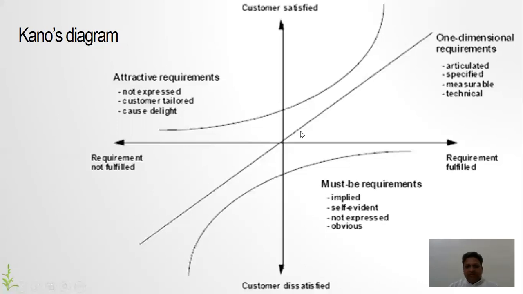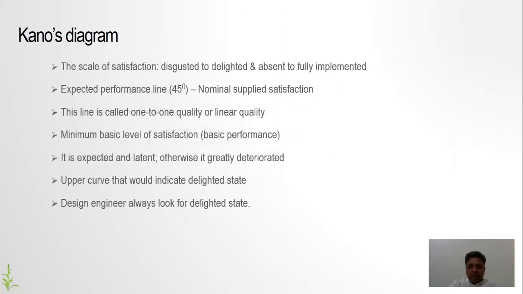So here, at the top right, if you are going towards the right, it is requirement fulfilled. But here, top left, it is requirement not fulfilled. But at the same time, bottom right are must-be requirements, meaning implied, self-evident, not expressed, obvious reasons. So these are the factors we need to put into this Kano diagram.